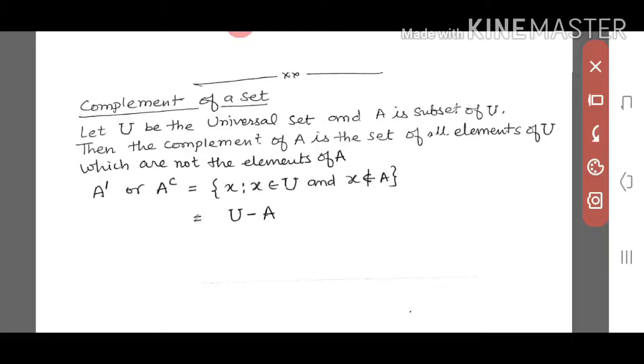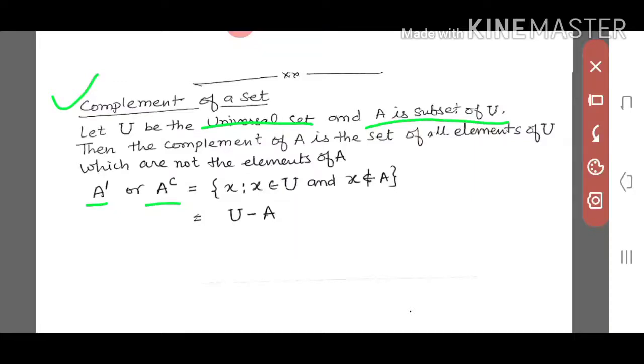Now we will do the complement of a set. Here let U be the universal set and A is a subset of U. Then the complement of A is the set of all elements of U which are not elements of A. How do you write the complement of A? You write A dash, or you write A power C. Both you can write, any one format.